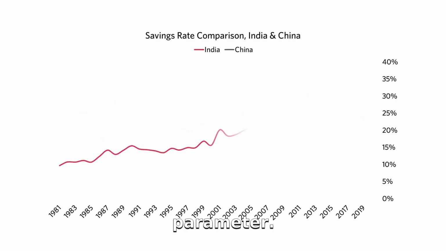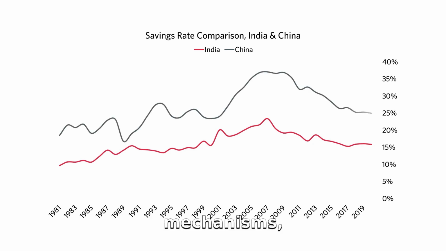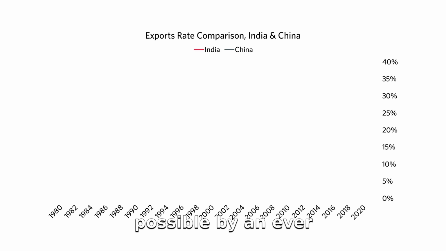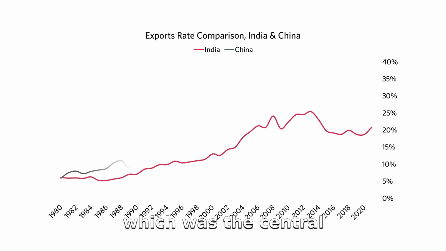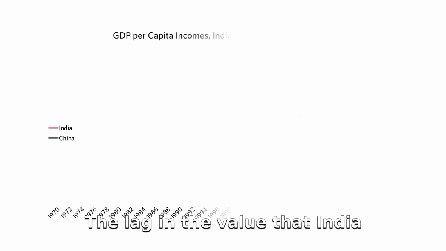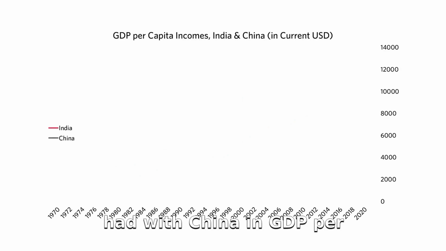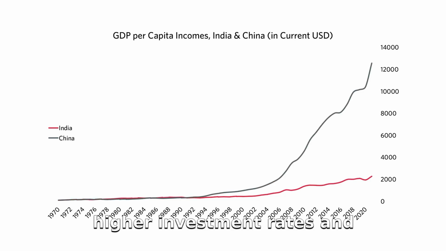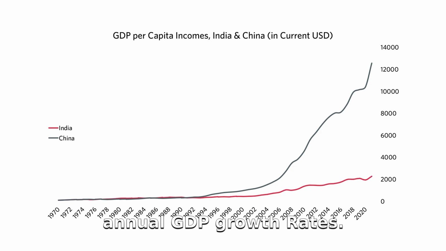India has historically lagged China in the savings rate parameter. By following the policy mechanisms, India will rapidly inch towards the higher rates, made possible by an ever-increasing exports rate, which was the central parameter that India needed to correct. The lag in the value that India had with China in GDP per capita incomes will also trim as India inches toward higher investment rates and subsequently much higher annual GDP growth rates.